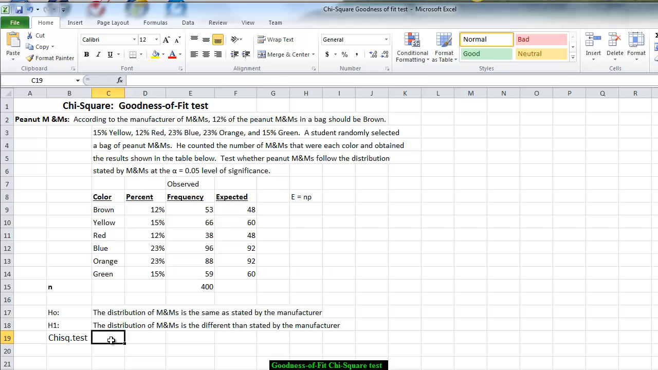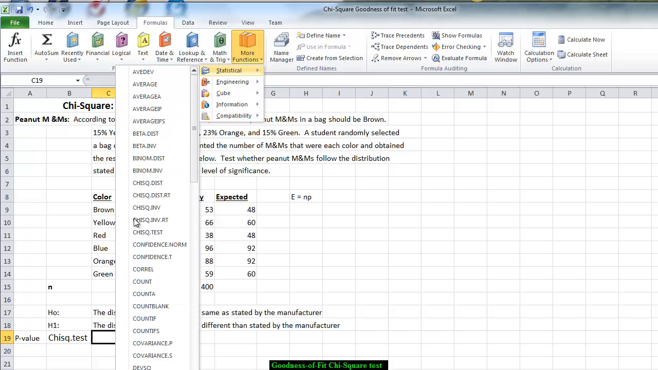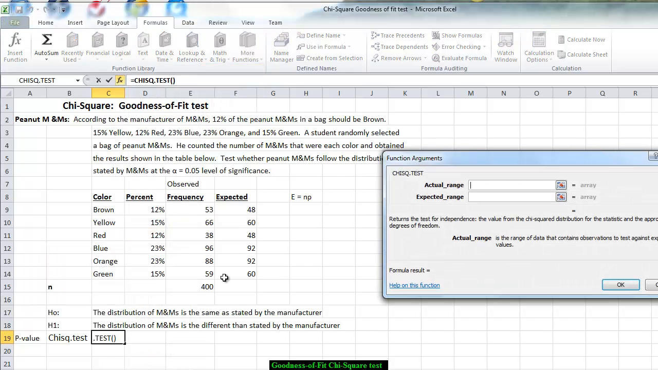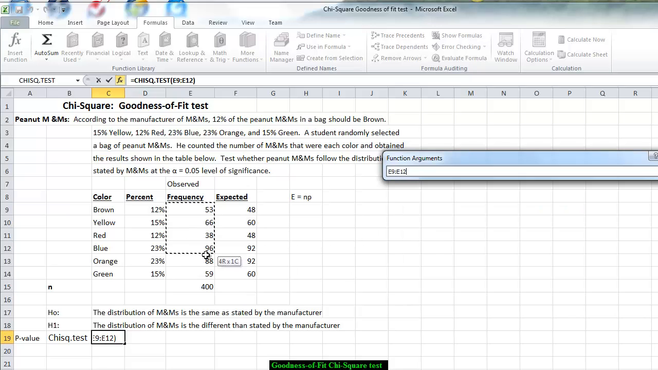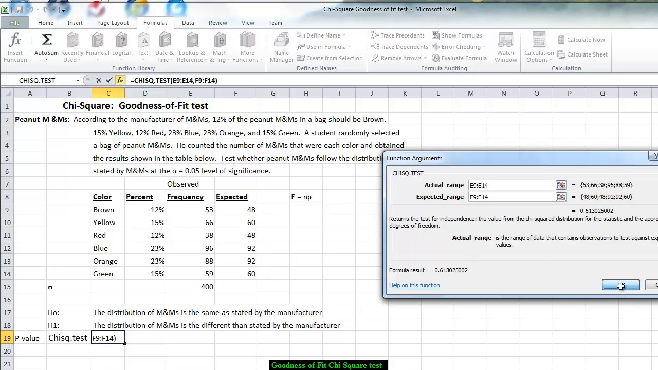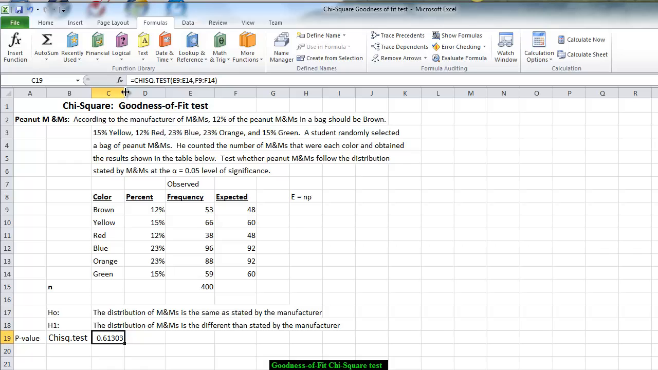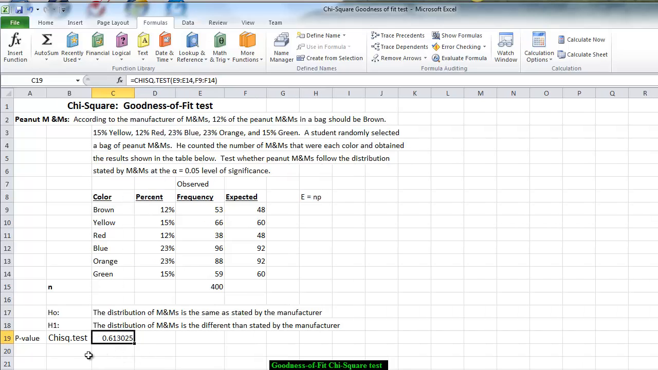Now we're ready to determine the p-value, because the chi-square test gives us the p-value. So we go to formulas, we go to statistical, and we go to chi-square test. The only thing we have to put down is the actual range and the expected range, and we have the chi-square test value of 0.613025.